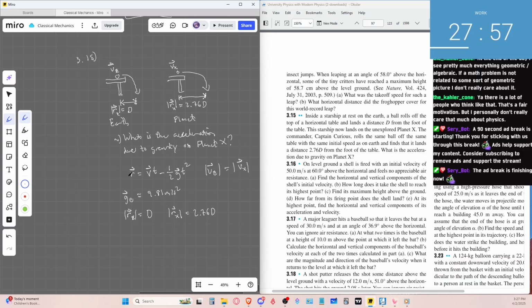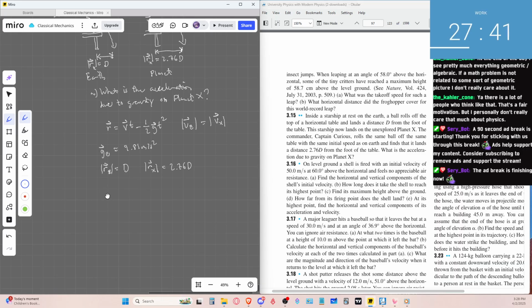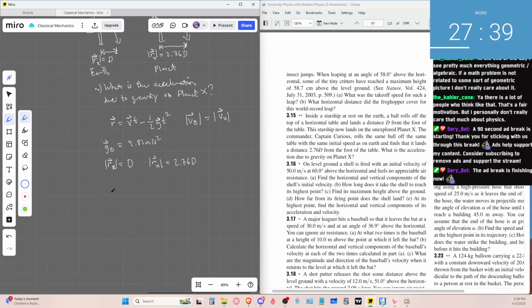It rolls off the same table with the same initial speed as on Earth. Find that it lands a distance. Okay. So are we actually going to have legit numbers to work with or no? Maybe we have to use the other kinematics equation, the one with final velocity.